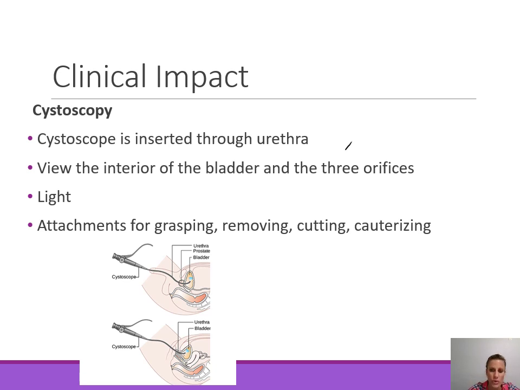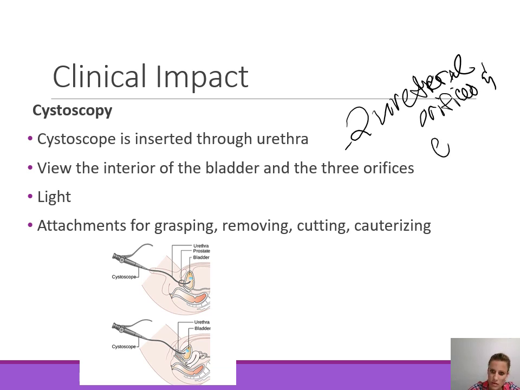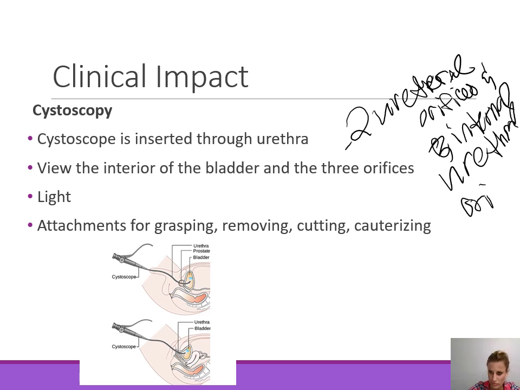That would be the 2 ureteral orifices and the 1 internal urethral orifice. Again, as well as the bladder wall itself, the mucosa itself.